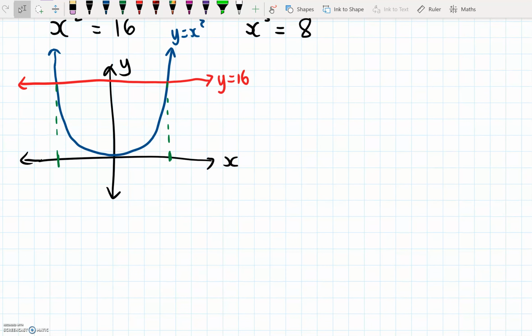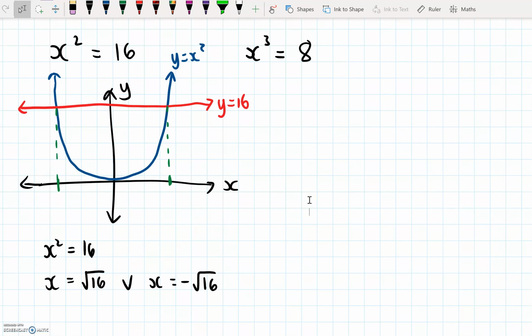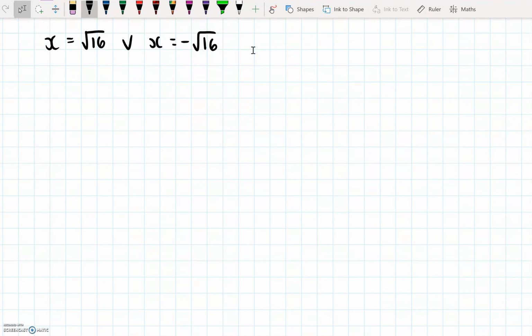All right, so in this case, we know that we have x squared equals 16, x equals the square root of 16, or x equals the negative square root of 16. Please don't forget the negatives, and you should now be able to see that by looking at the graph. You can see that we clearly are going to have two solutions here. All right, now this x cubed equals 8. I'll just delete it. We'll go down a little bit further to look at that one.